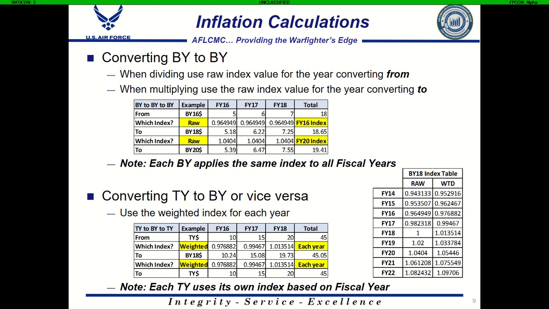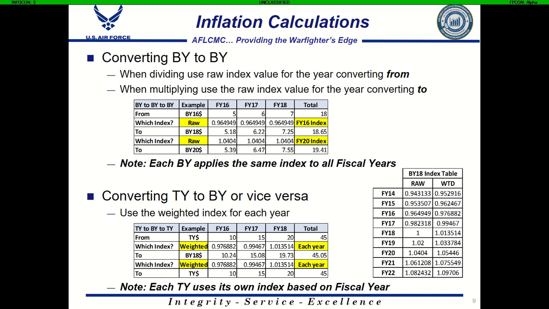Just once again to foot stomp, the base year applies to all years that there are dollars provided. Even though we've got values in FY16, 17, and 18, the final answer of this table is in base year 20. We want to make sure we always label our tables so it's clear what base year of the dollars is being provided.